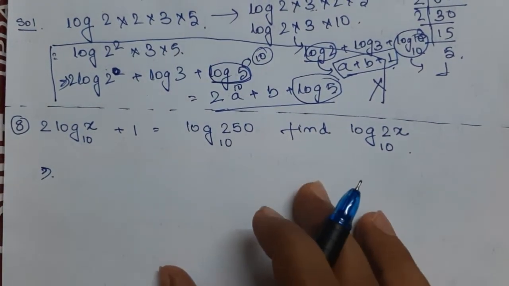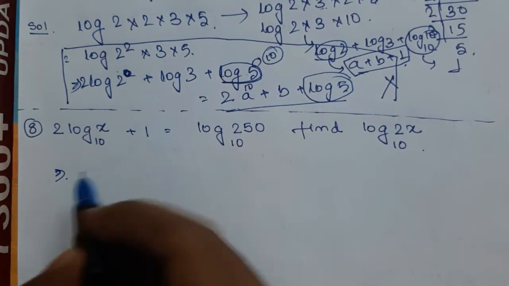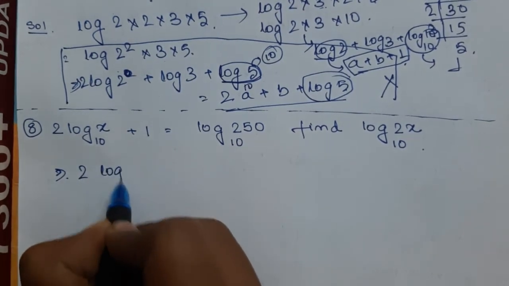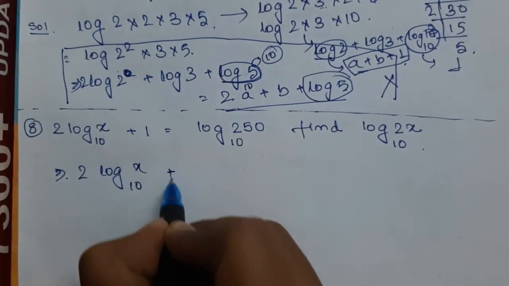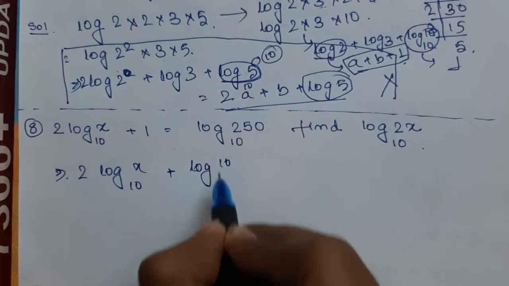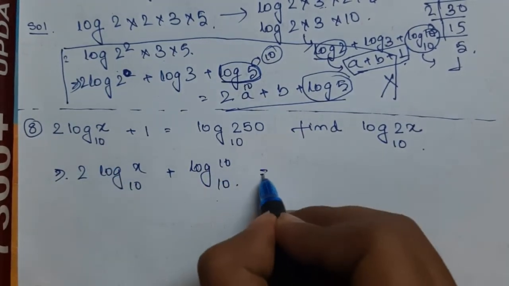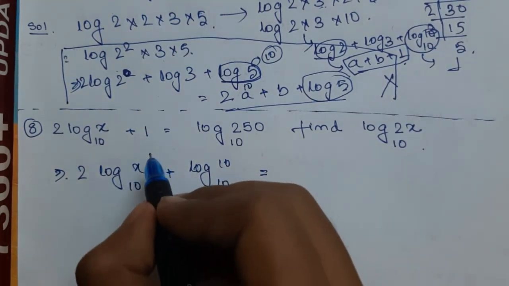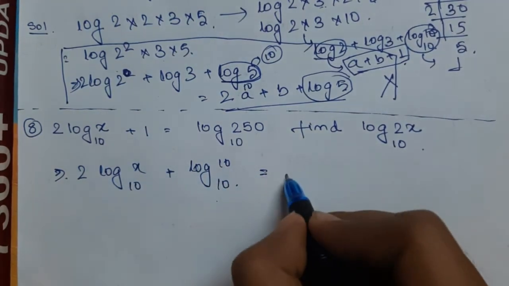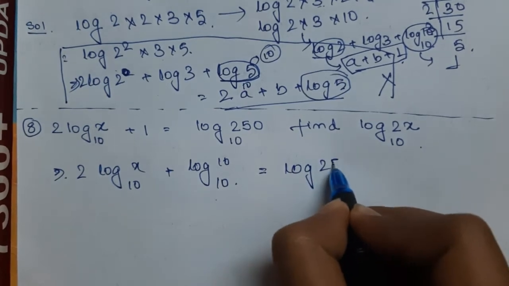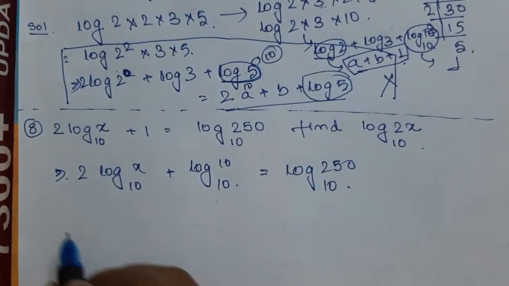Okay. Similarly, as I have told, 1 we have to change it, right? What do we have to change it to? Log of 10 to the base 10, right? Because here the base is 10, we are converting it to log of 10 to the base 10. As log of a to the base a is 1, we are converting it like this. So it is log of 250 to the base 10.